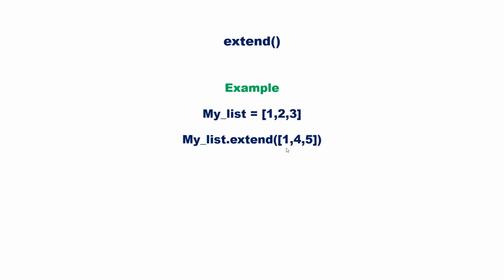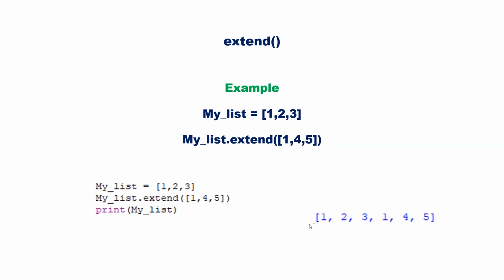my_list.extend, within the brackets I specify another list: 1, 4, 5. So when we execute the statement, this new list is added to the end of my list. When we print my list after the extend operation, you'll get a list like this: 1, 2, 3, 1, 4, 5. So this 1, 4, 5 is added to the end of my list.